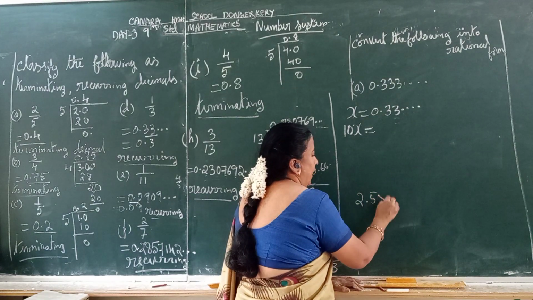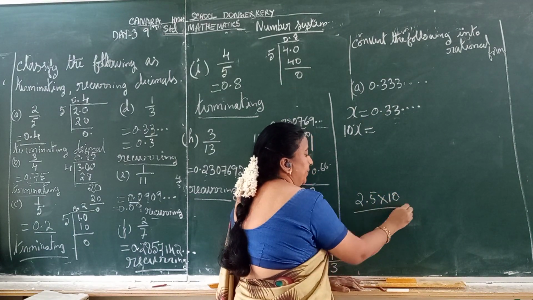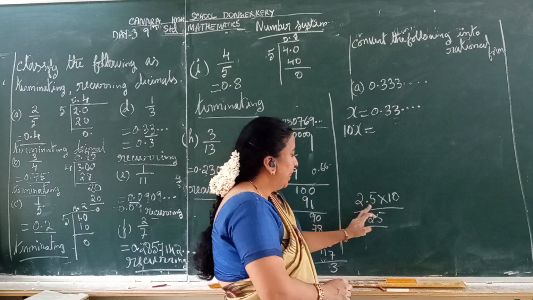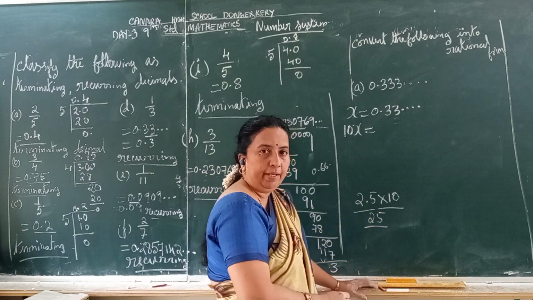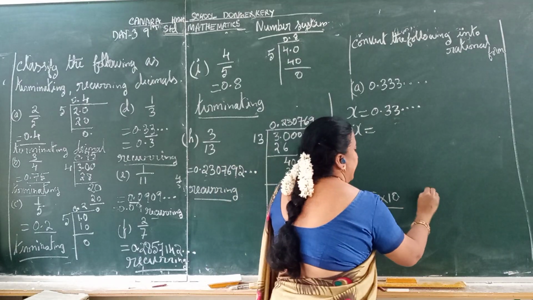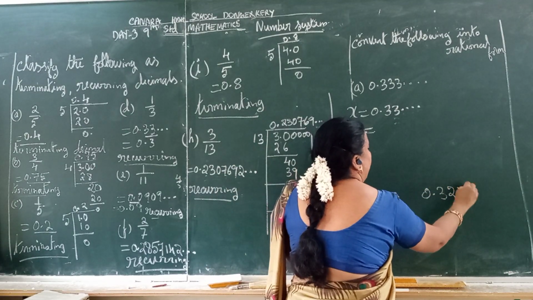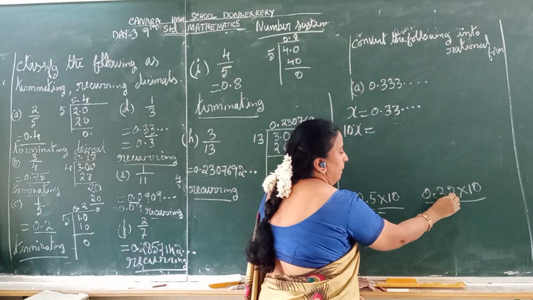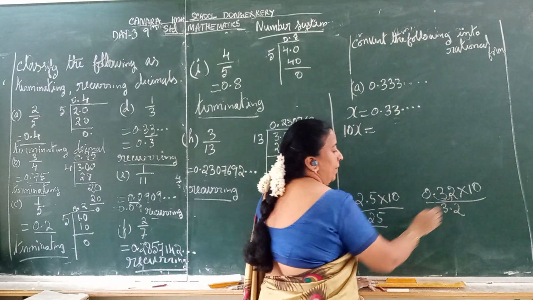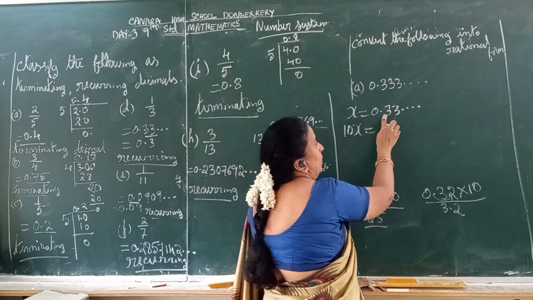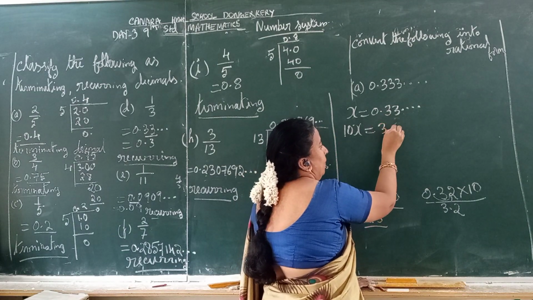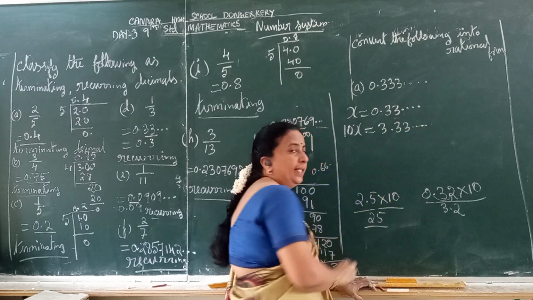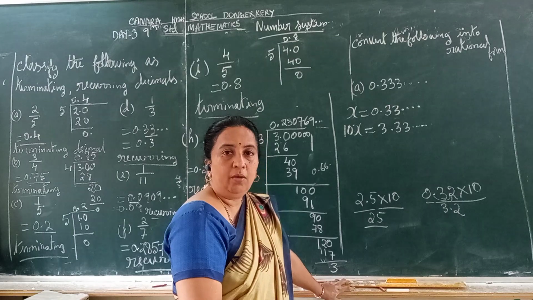Suppose you have 2.5 into 10. What is the answer? One decimal place forward, it will become 25. Similarly, if you have 0.32 into 10, one decimal place forward, 3.2. So for 0.333, one decimal place forward, 3.333. Isn't it? Understood now?